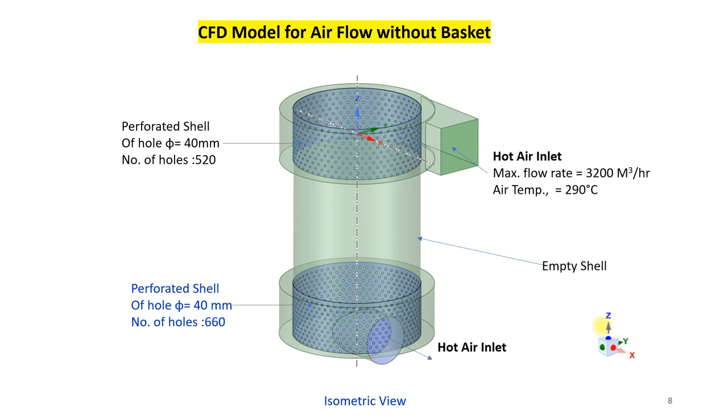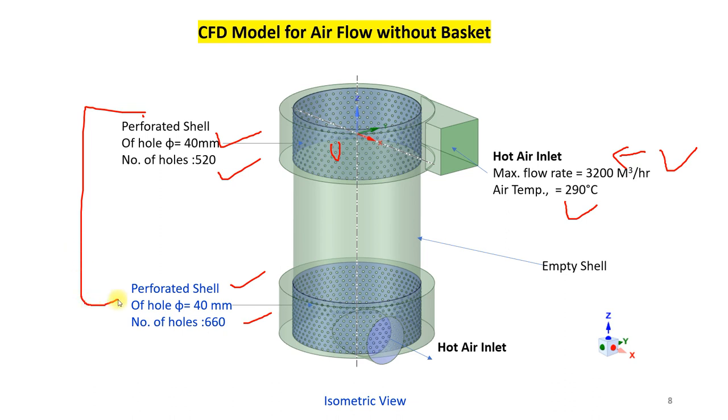This is the CFD model. If you want to optimize, hot air enters here at the inlet condition. Mass flow rate is an important boundary condition, and temperature is also an important boundary condition. You must know the size of the hole and the number of holes at the inlet and outlet.